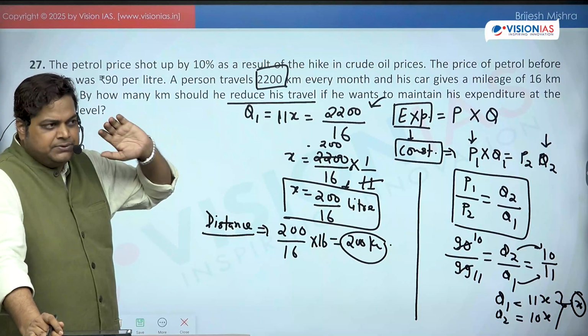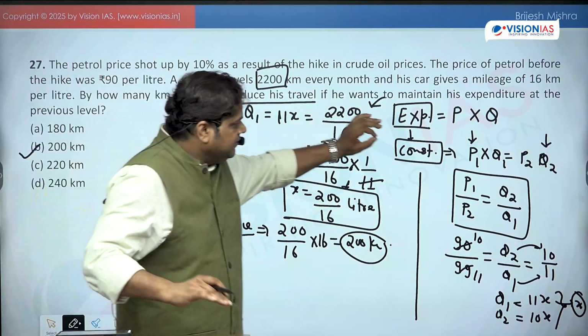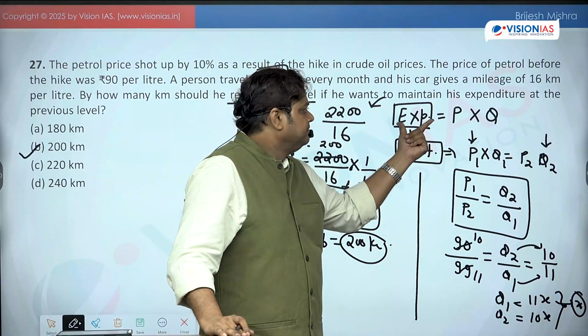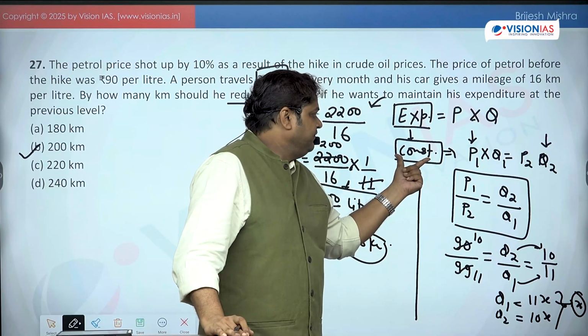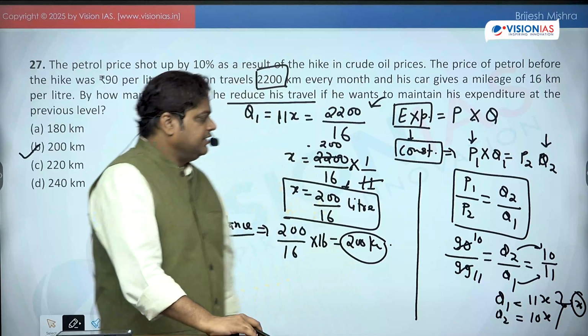In 21-22, this way on price hike they have asked. So price hike की any question if it is asked, simply we can apply this concept. Expenditure is equal to price into quantity. If it is constant, so P1 Q1 is equal to P2 Q2. This way we can write.